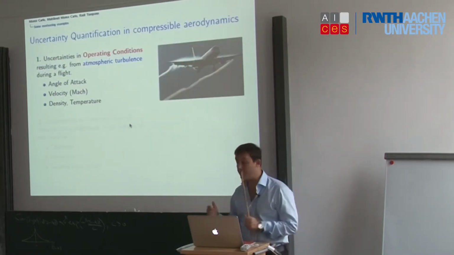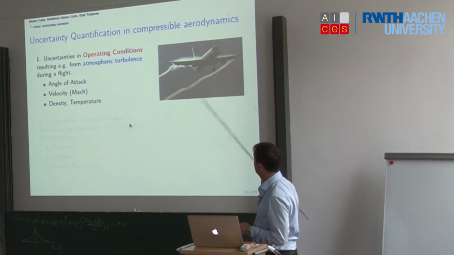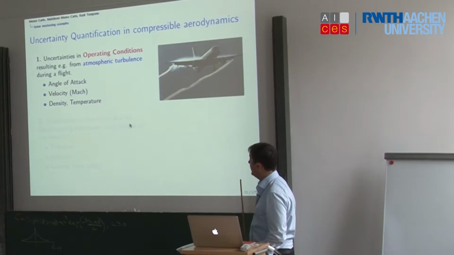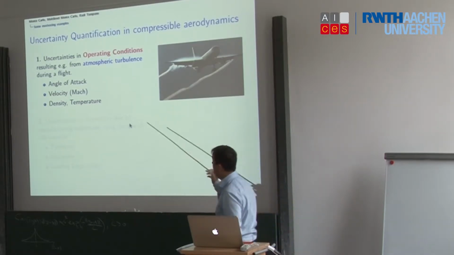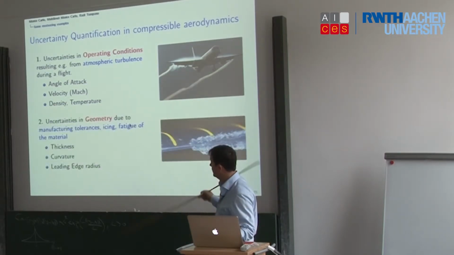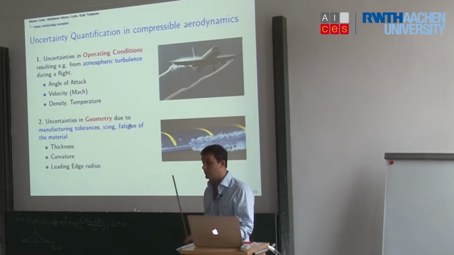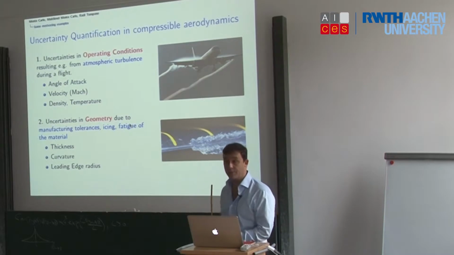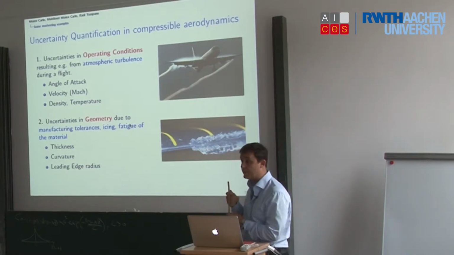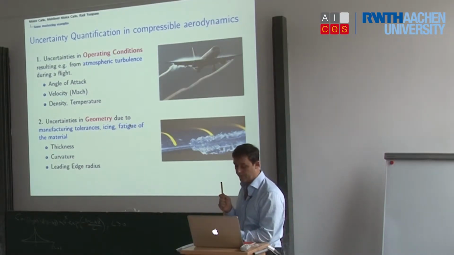Just another example of a PDE, uncertainty quantification in compressible aerodynamics. In this case, you want to see the performance of planes, for instance, varying the angle of attack of the flow, the velocity in terms of Mach numbers, density and temperature of the air, and then you would like to take into account, for instance, uncertainties in geometries that may come through ice attachments to the plane. And this may affect the way it flies. And of course, you cannot know these shapes precisely. This is another type of example of random geometry.